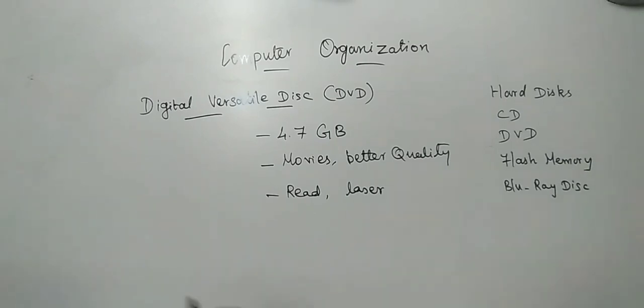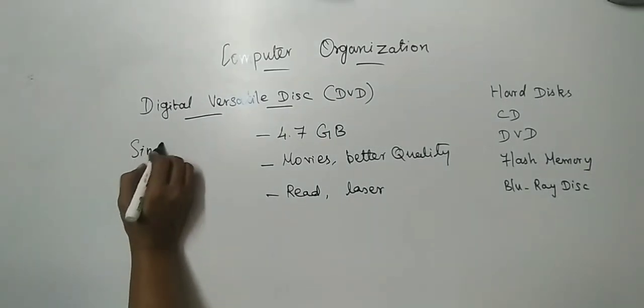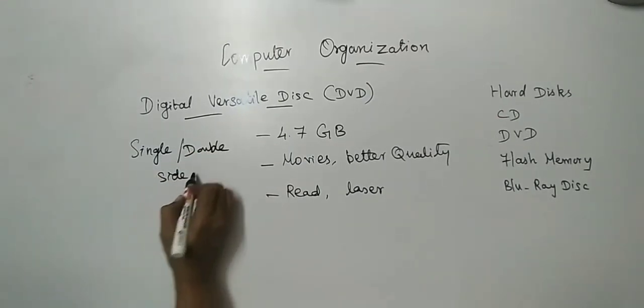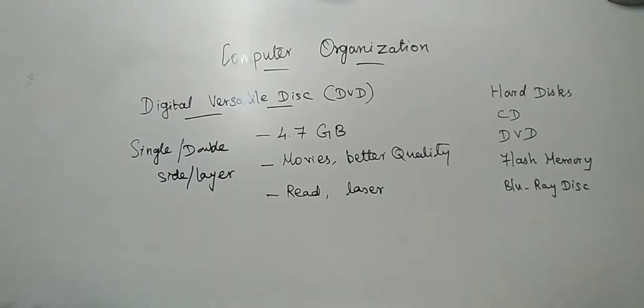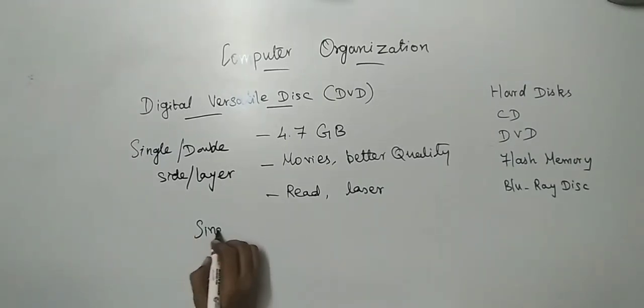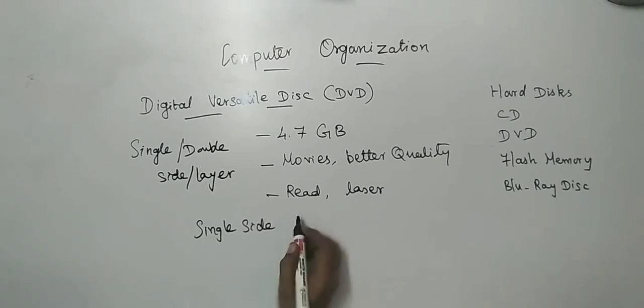So it can be single side or double side. Similarly, the DVD can be single layer, or double side and double layer also. Based upon the layers, we decide the capacity. It has many capacities. That is, your single side double layer will have 8.5 gigabytes capacity.